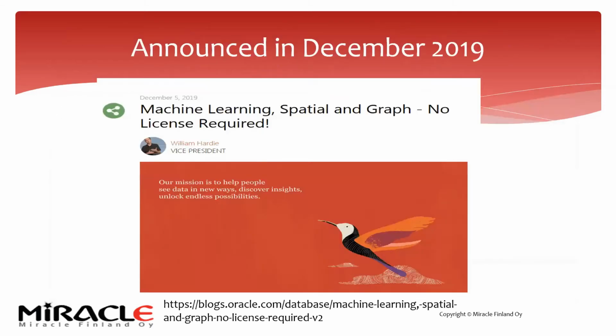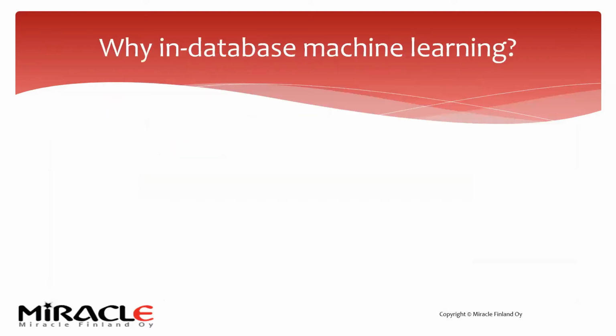Which brings us to machine learning. In December 2019, Oracle announced that machine learning, spatial, and graph are all free of licenses. So if you have an Oracle database, like the free one I just showed you, you will have machine learning available for free. This in-database machine learning can be used for free in your on-premises database, in your cloud database, and also in these free tier autonomous databases.